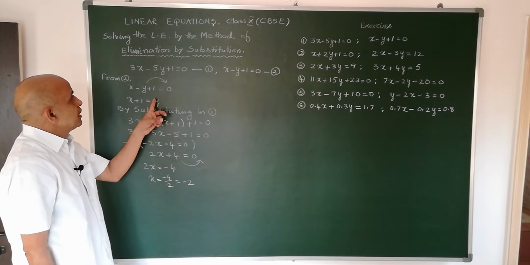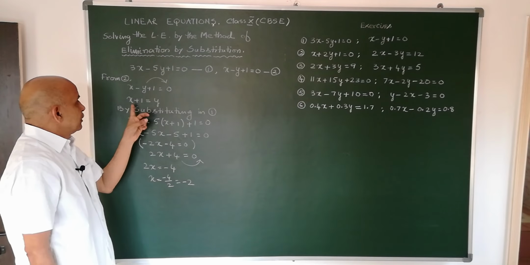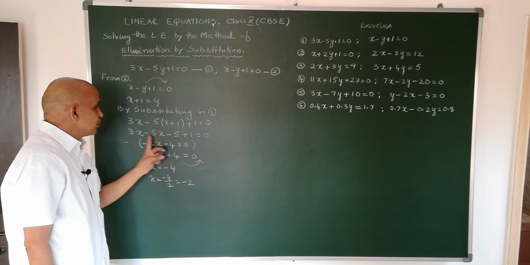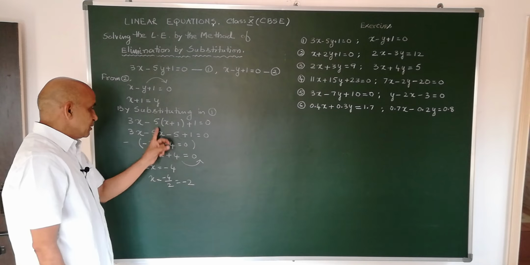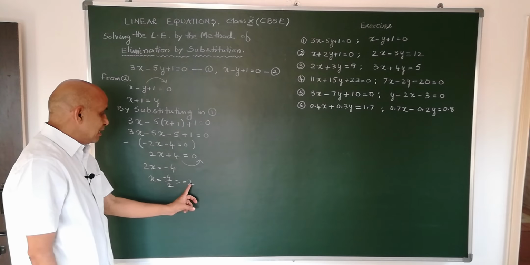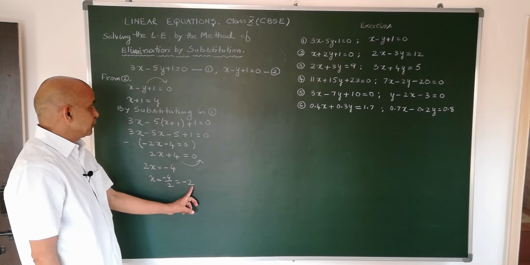By eliminating y, we have obtained an equation in terms of x. Only one variable is there, one unknown. So by simplifying that, we found the value of this unknown, x is equal to minus 2.